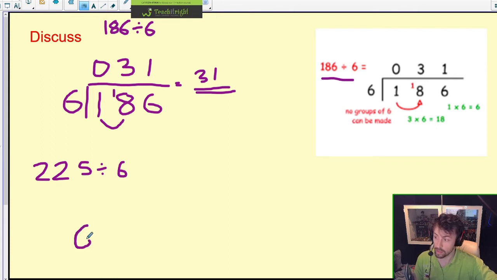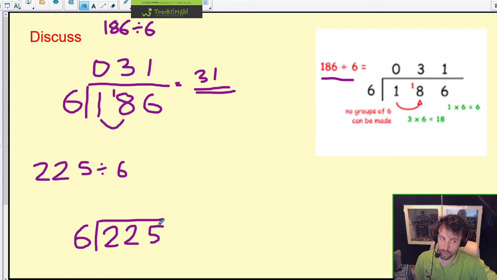Let's do it. 6 into 225 goes like this. 6 into 2 doesn't go. So carry the 2. Again, carry the 2. 6 into 22 does go. They go 3 times, 6 times 3 is 18. But there's a remainder. The remainder between 18 and 22 is 4. So I'm going to write here 4. And notice how I need space. And they've set it out beautifully here.